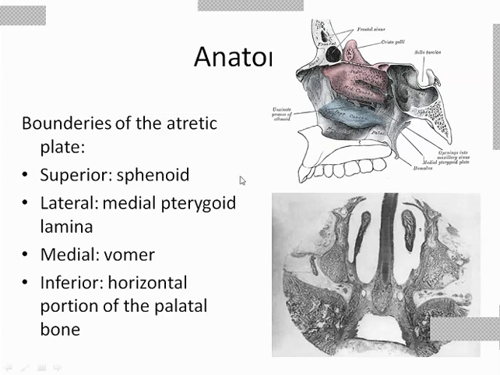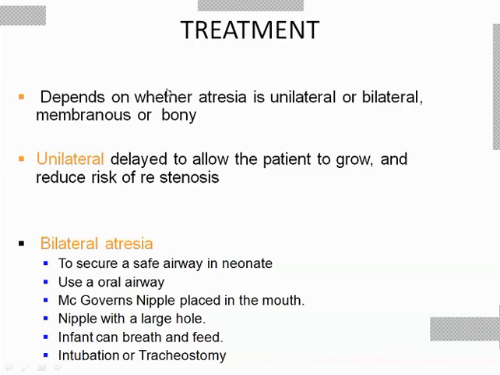Treatment depends upon whether it is unilateral or bilateral. In unilateral, you can wait for some time, allow the child to grow, and then operate to prevent any restenosis. Bilateral atresia is always an emergency. First, secure an airway, either by tracheostomy, intubation, or a McGovern's nipple placed in the mouth so the baby can breathe and feed. Then treat.